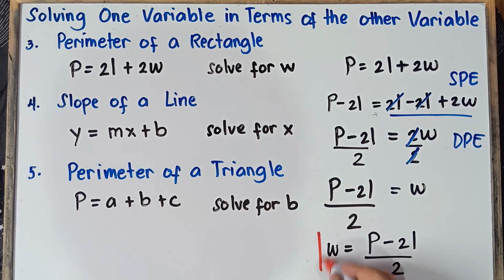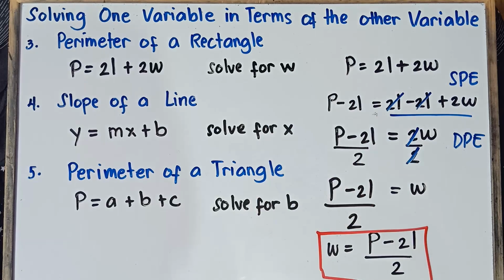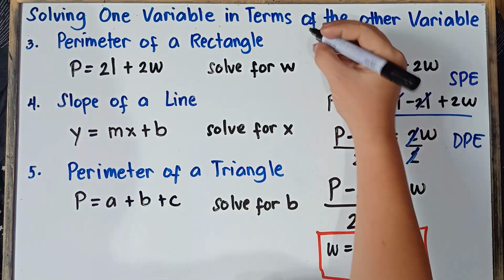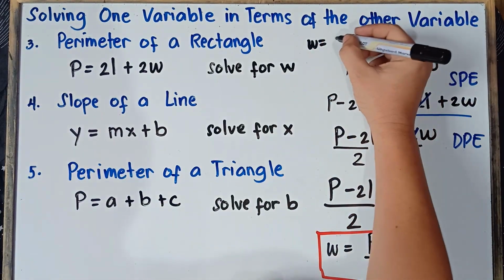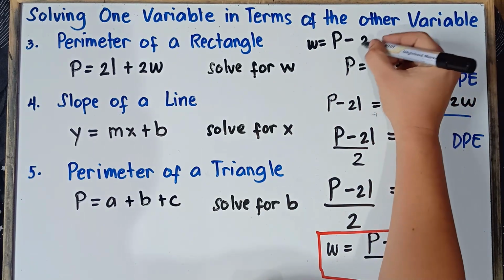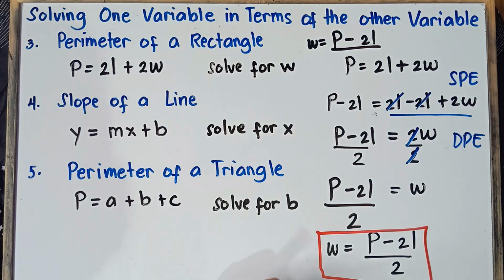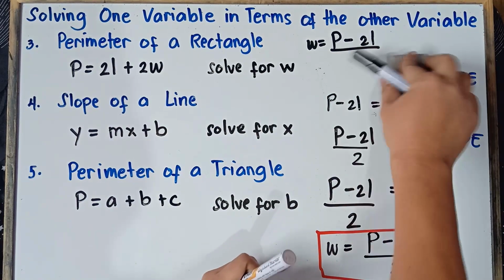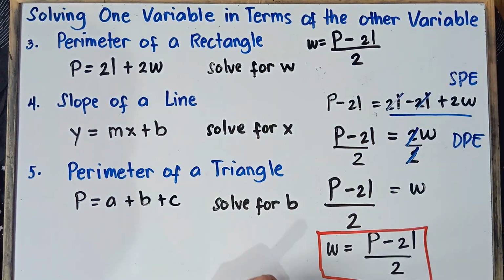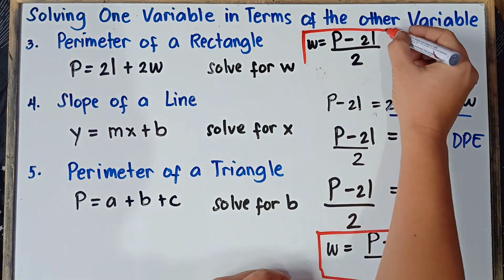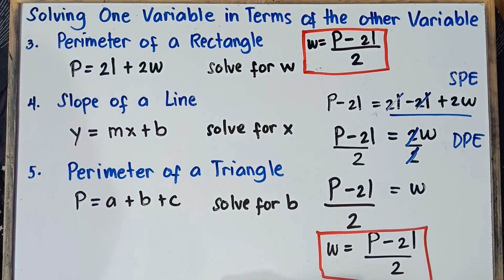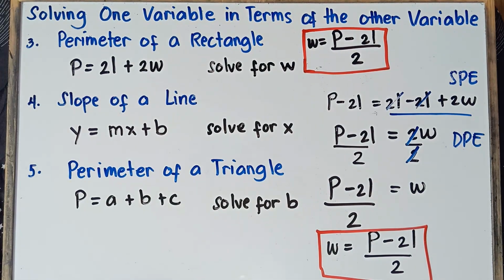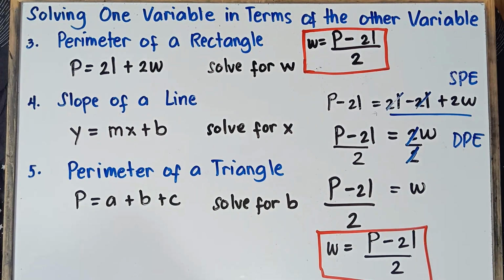Alright, so let me box my answer. So this will be our answer, class. So let me just write the answer here. We have W is equal to perimeter minus 2L over 2. Alright, so let's box our answer. So W equals perimeter minus 2L over 2. That's it, class. That's the answer with regards to example number 3.